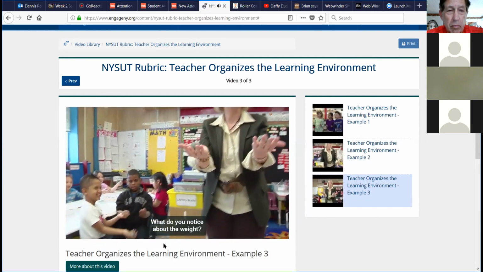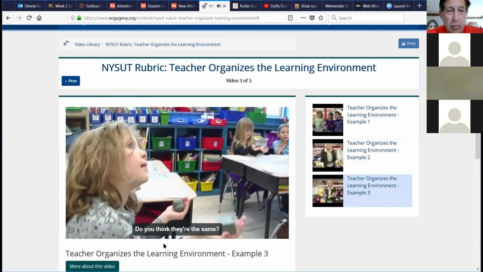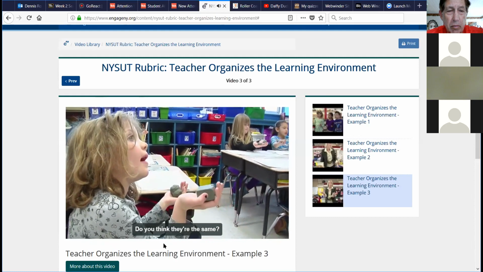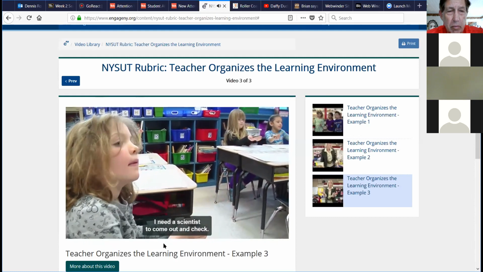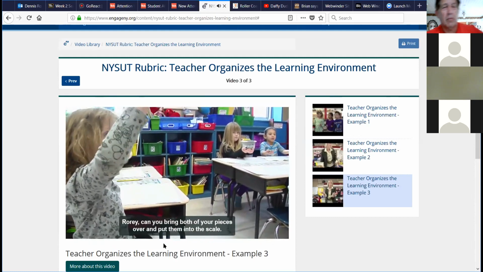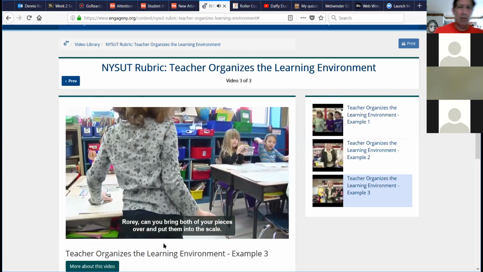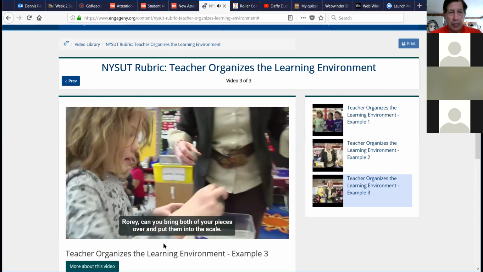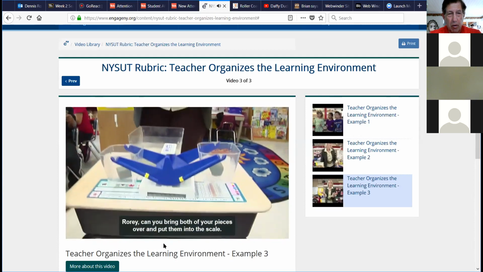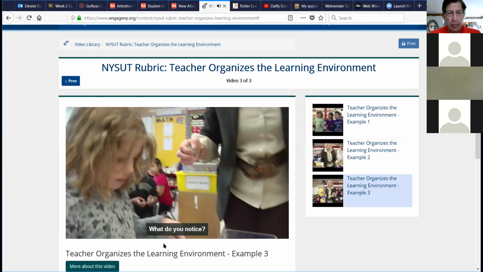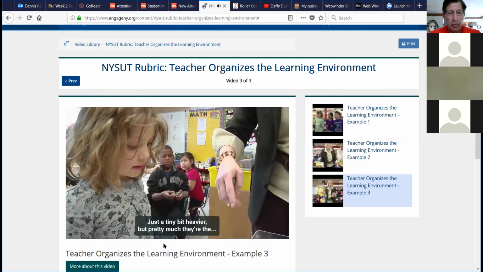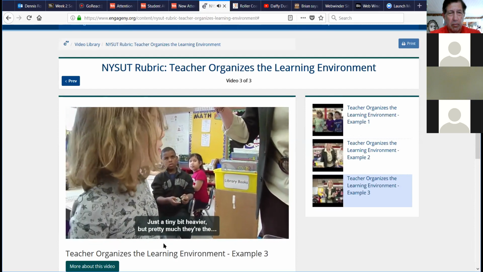What do you notice about the weight? Do you think they're the same? Yeah. I need a scientist to come out and check. I brought our scale, so we're going to check. Rory, can you bring both of your pieces over and put them into the scale? What do you notice? That was heavier. Just a tiny bit heavier, but pretty much they're the same.